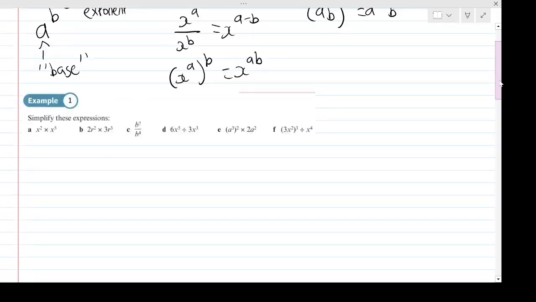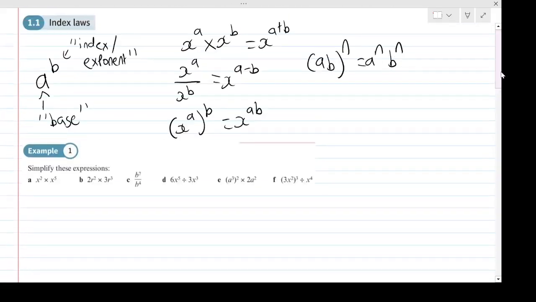Okay. So look at example one. Let's leave it there. And this is in the textbook. So simplify the following expressions using these laws that we have up here. Okay, so x to the 2 times x to the 5. Well, we add them, right? So that'll be x to the 2 add 5, which would be x to the 7.